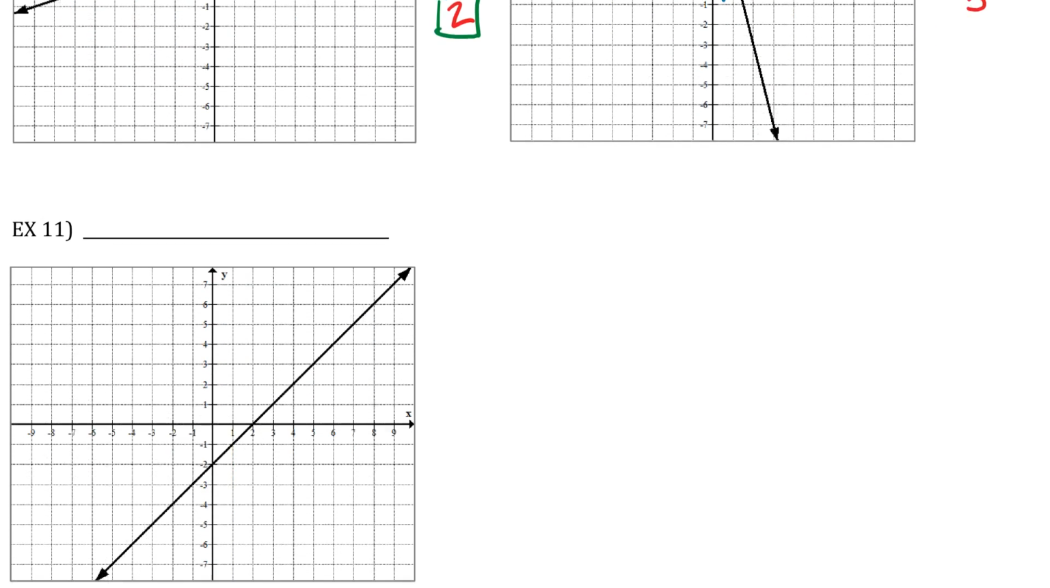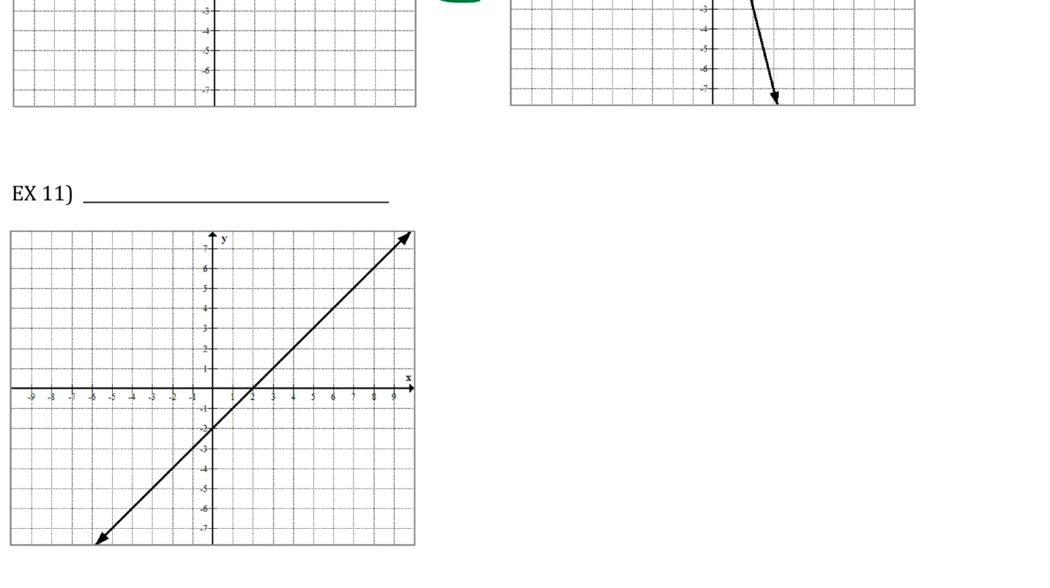Alright, so we got one more to do. Number 11 down here. For number 11, we're going to start out again with finding slope. So pick any 2 points. I'm just going to pick, say, this one and this one. This one's going to be nice and easy because for our slope, we're going up 1 and then over 1. And 1 divided by 1 is just 1.